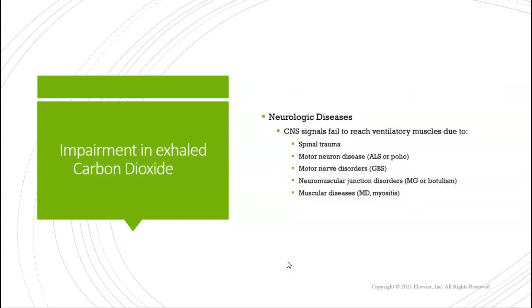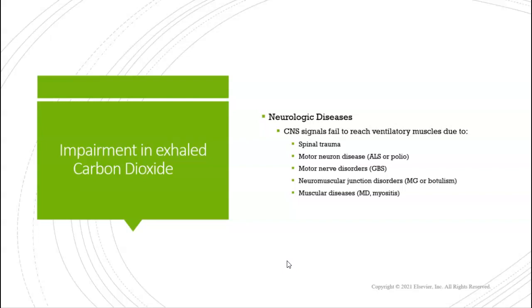All right. So we can also have an impairment where neurological diseases can impair our exhaled carbon dioxide. This is where the central nervous system will send out the impulses to tell us to breathe deeper or faster, but somewhere along the pathways, the message gets corrupted and doesn't ever make it to the lungs. This is very common in patients with spinal trauma.